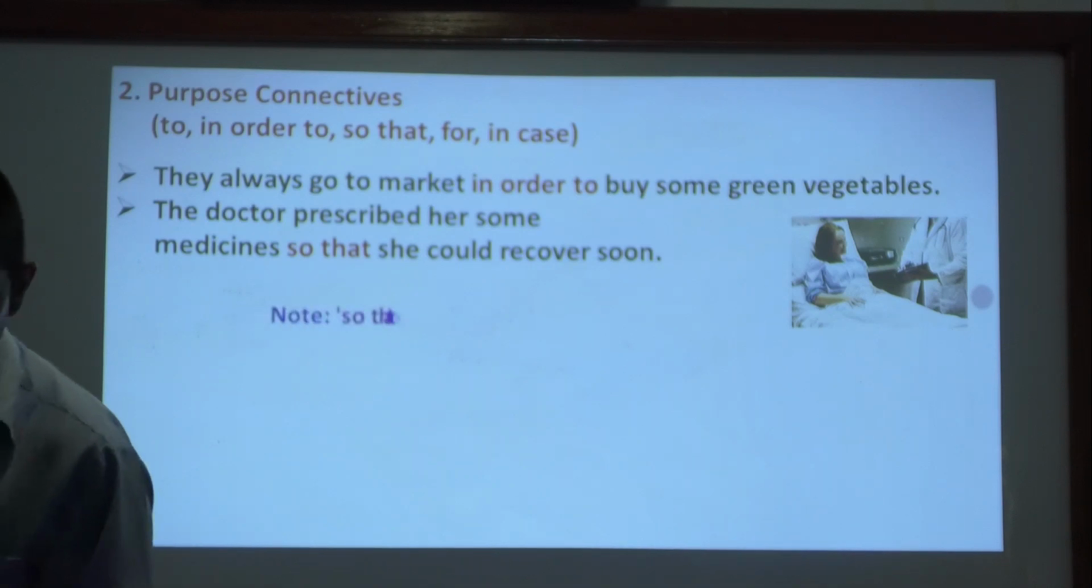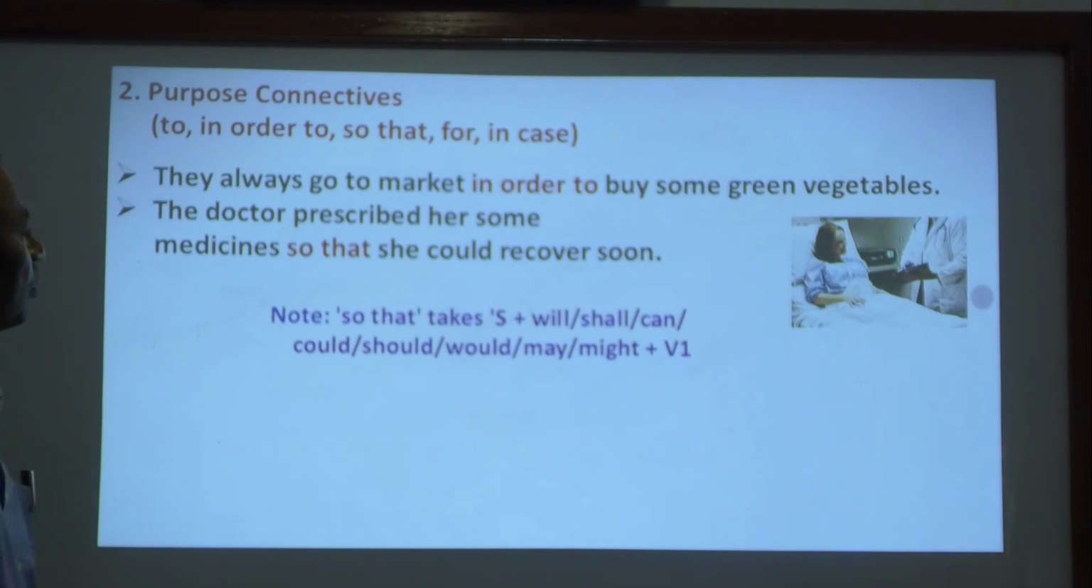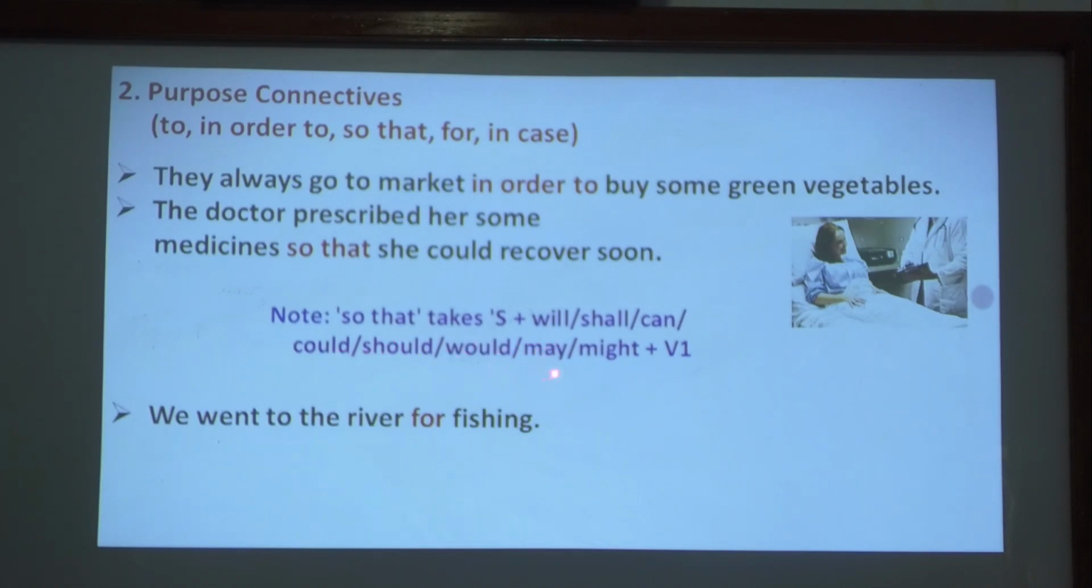In the same way, you have to care about what? So that takes subject plus will, shall, can, could, should, would, may, might plus infinitive or V1. So after so that there is the use of such auxiliary verbs like will, shall, can, could, should, would, may, might, etc. So these modal verbs come after so that.